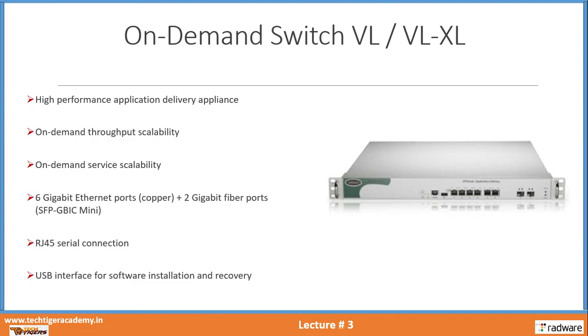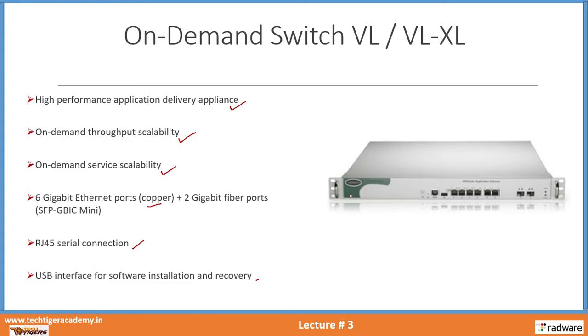All right, this is the VL as well as VL-XL series. The VL and VL-XL on-demand switches provide high performance application delivery. They are the appliances to provide high availability. They can provide on-demand throughput scalability and on-demand service scalability. They come with 6 Ethernet copper ports and 2 fiber ports. They also have an RJ45 serial connection for serial connectivity, and a USB interface for software installation and recovery. This is how it looks.